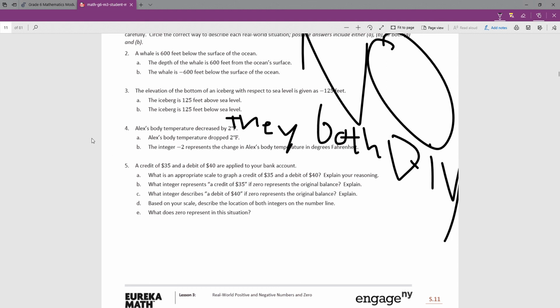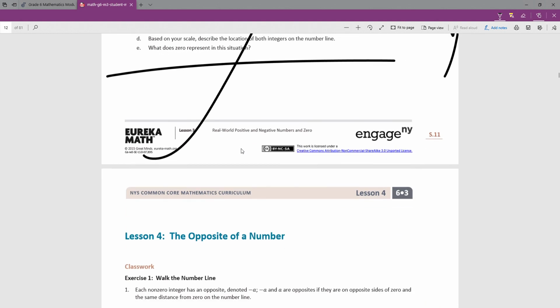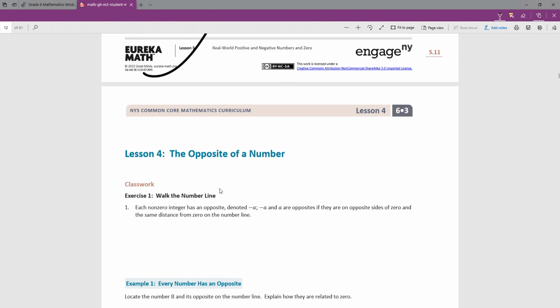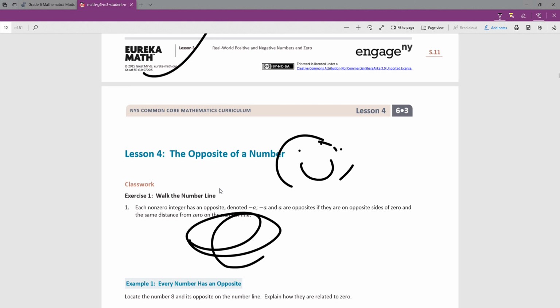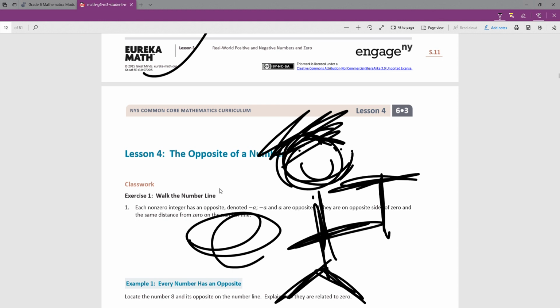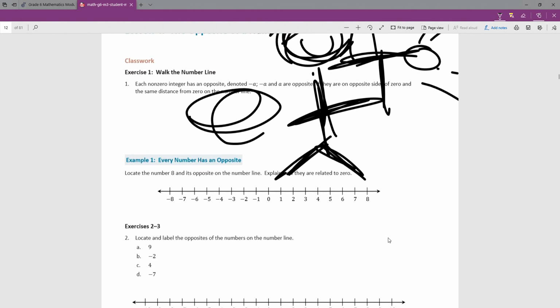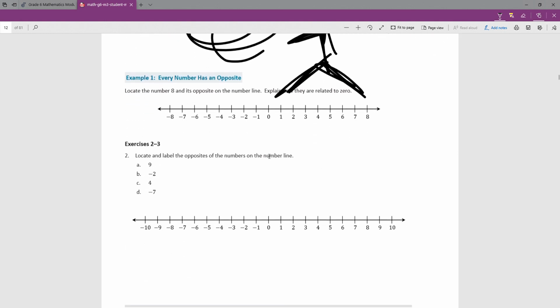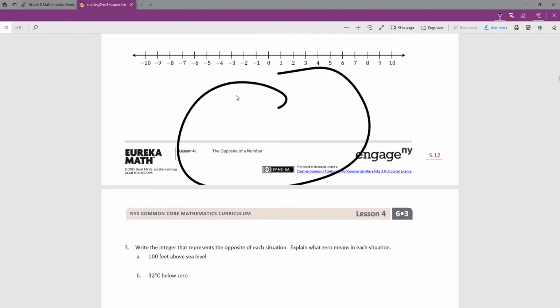A credit of 35 and a deposit of something, just write X. Walk the number line. You just write a big boy right here. See this beautiful boy? Give him a smiley face. Give him some hair. Give him a big stick body. He's a beautiful man. And a machine gun. There we go. Now, look and label the opposites in order. Now we draw the fish here.